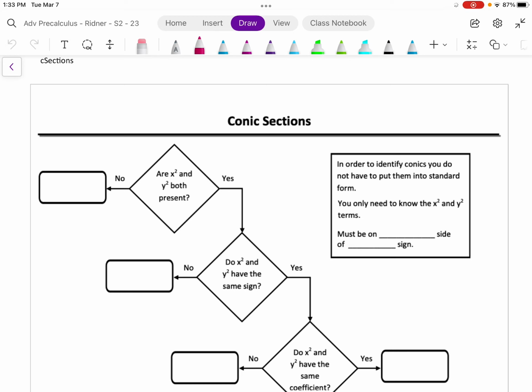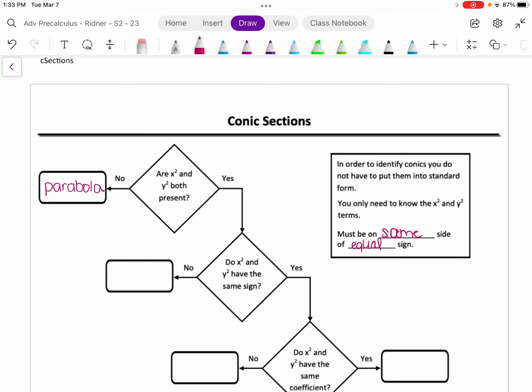So they must be on the same side of the equal sign. As long as they're on the same side, we don't care about anything else. Okay? If only x squared or y squared is present, you automatically know it's a parabola.